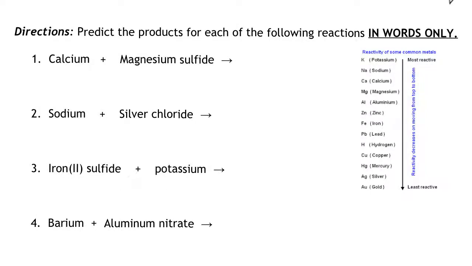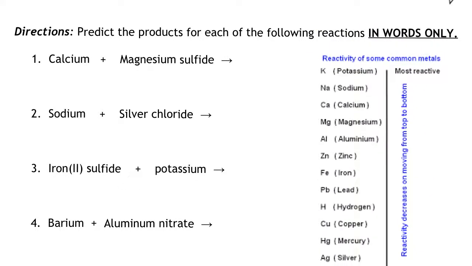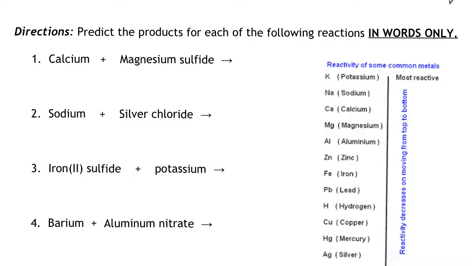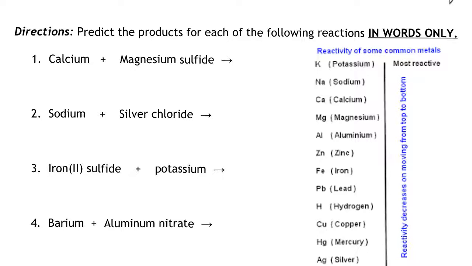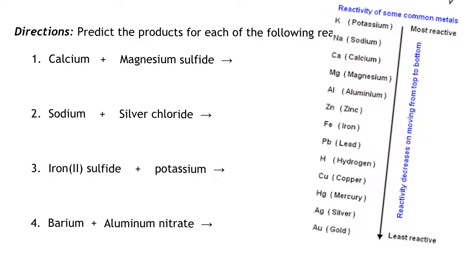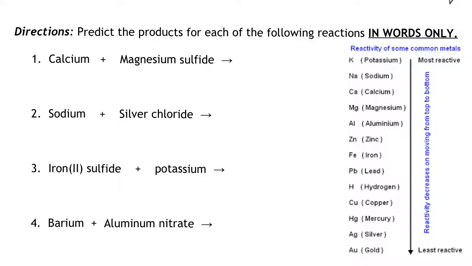Right, so this is predicting the products in words worksheet 5. And I'm going to be using my little activity series chart right here to see if one element will replace another one in a compound. Remember that the most reactive, as it says in my chart, are toward the top, and as I go down, I'm dealing with things that are least reactive. So this will be pretty quick. We only have to do this in words, so I don't need to worry about balancing off charges. I just have to say what the product is.